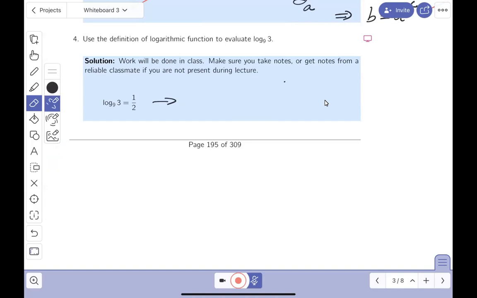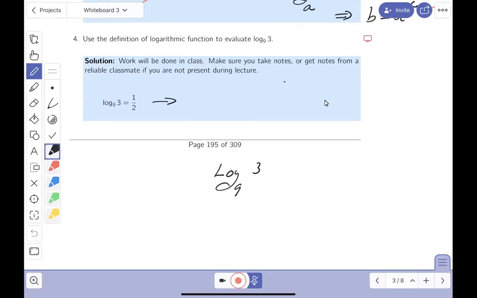And I'll point out what I'm looking at. I'm looking at the question. It says use a definition to evaluate log base 9 of 3. I'm going to simply say, I don't know what it is. I'm going to call it X. Call it anything you like.